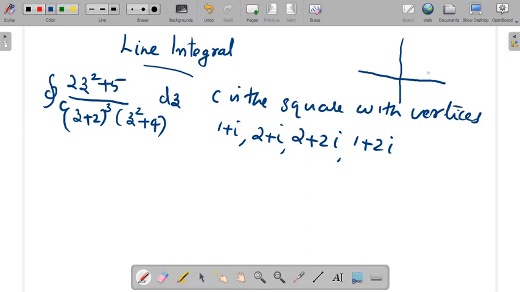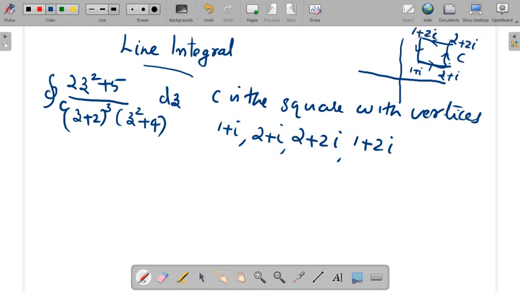So 1 plus I means 1, 1. Then 2 plus I, so 2, 1. Then 2 plus 2I, 2, 2. And 1, 2. So the boundary of this square is C. It's a closed curve and this curve is C. So the boundaries are 1 plus I, 2 plus I, 2 plus 2I, 1 plus 2I.